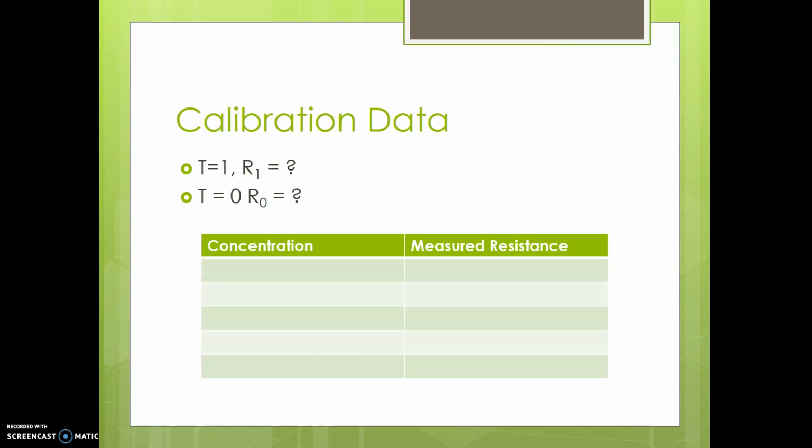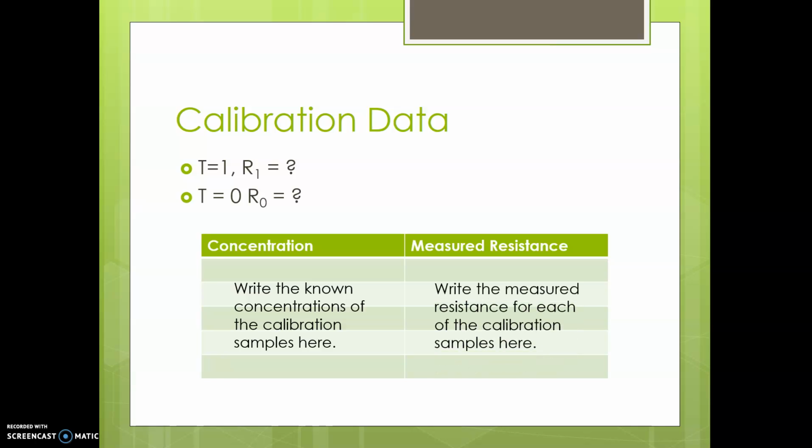So then we can calibrate it. We write all our known concentrations in our calibration sample here, and our measured resistances over there. Once we do that, we'll have a nice curve, and we can plot that. Then we can find an equation of that line, and it should be a linear line, and then we can put our sample in, and we can know our concentrations.